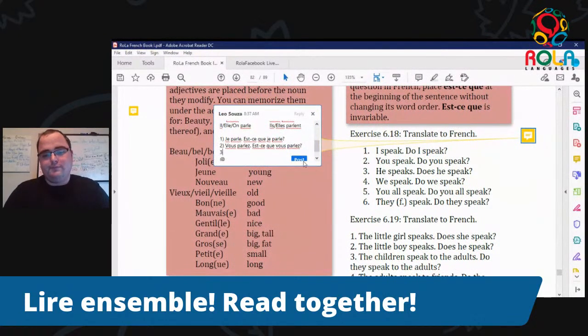Très bien. 3. He speaks. Does he speak? So, il parle, period. Now this one is interesting because does this look correct? Est-ce qu'il parle? We want to say, does he speak? So we say, est-ce qu'il parle? Is that correct?